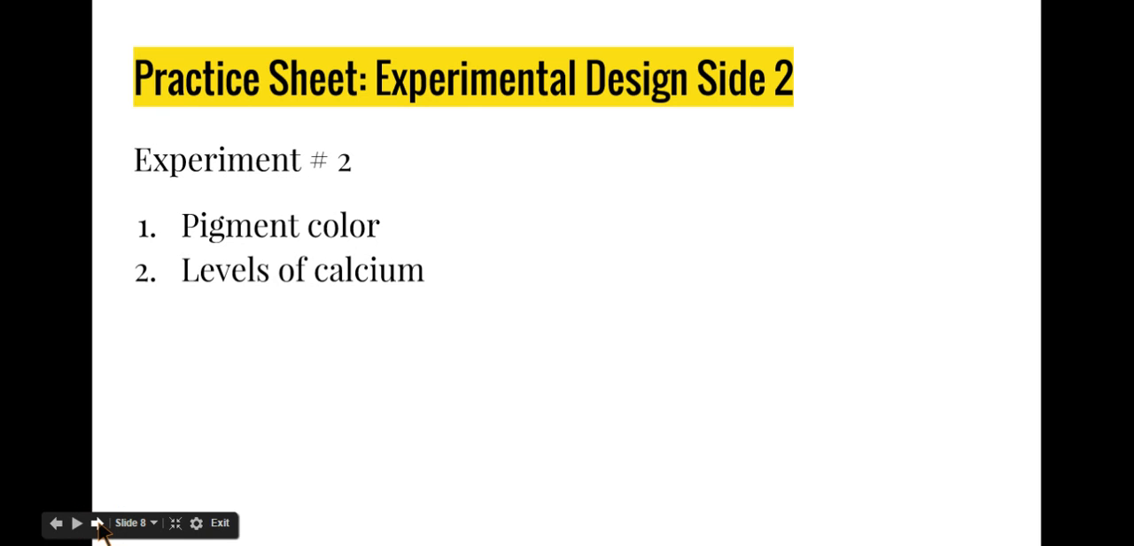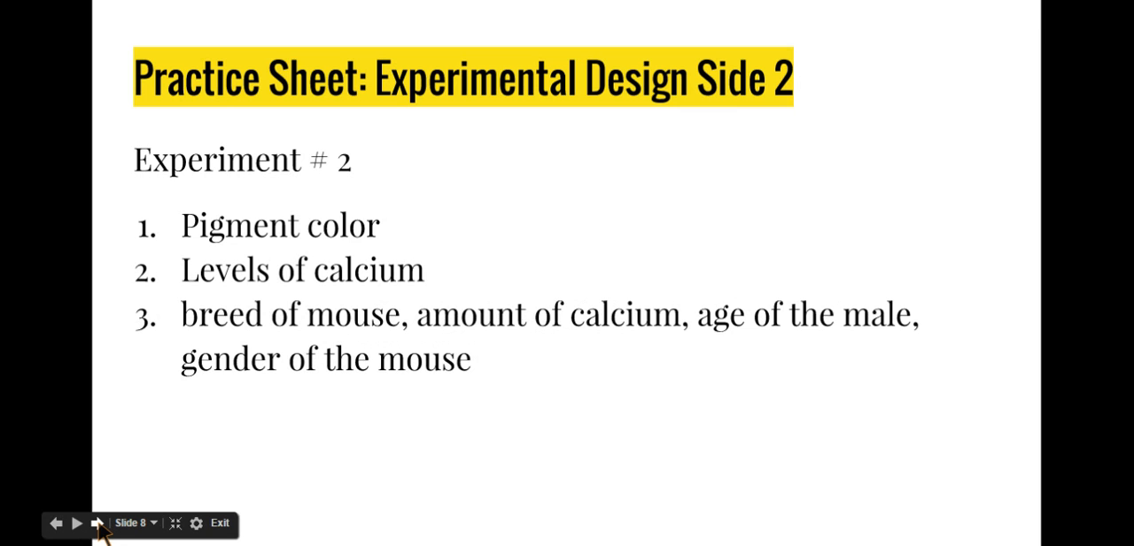Number 3, what are the controlled variables in this experiment? I hope you're able to get all 4 of them again. The correct answer is the breed of the mouse, the amount of calcium, the age of the mouse, and the gender of the mouse. If you take a look, they're all 3 weeks old, they're all males, and the breeds all look the same. The amount of calcium put in them is 0.5 milliliters.